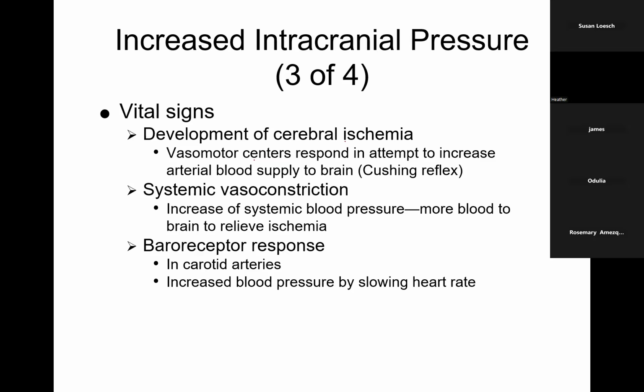Systemic vasoconstriction. So now the blood pressure is going to increase. We need more blood to the brain because of the ischemia. That's going to cause what to the heart rate? A decrease. So the heart rate is going to go down. They're going to have bradycardia here when this happens. In the carotid arteries, the increase in blood pressure and the slowing of the heart rate, that's how the baroreceptors are going to respond.